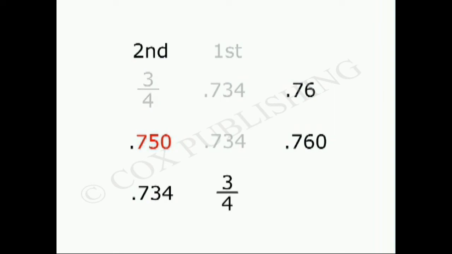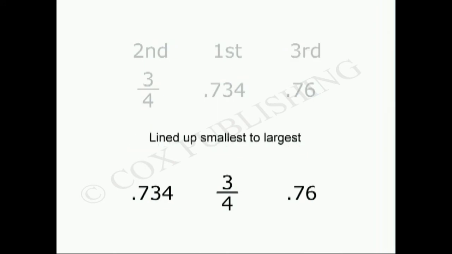734 is the smallest number, so we write that one first. 750 is the second largest number, so we write that number second. And the original number was the fraction 3/4. And 760 is the largest, and the original number there was 7,600, so we write that one last.